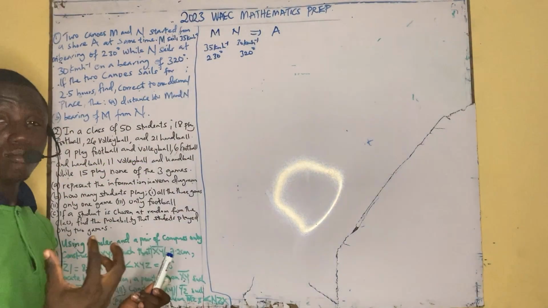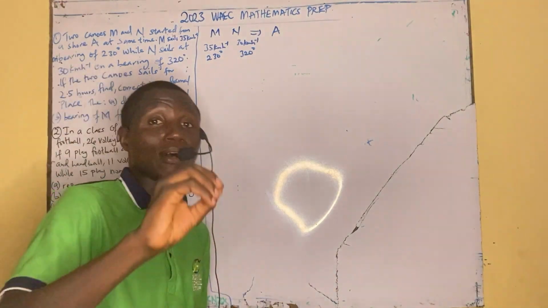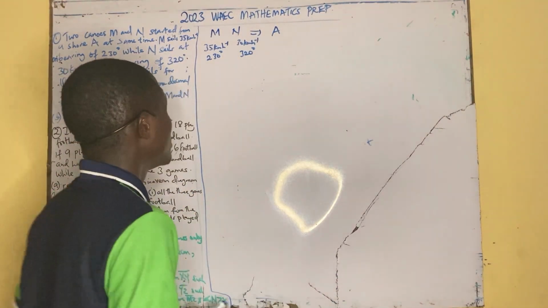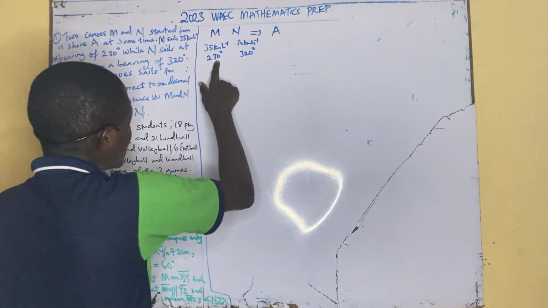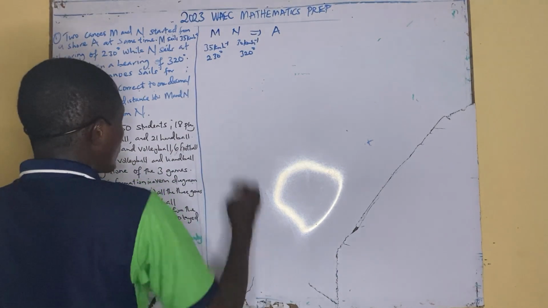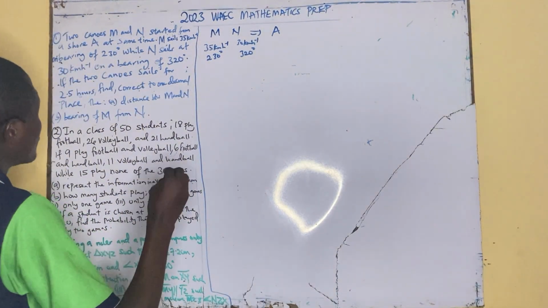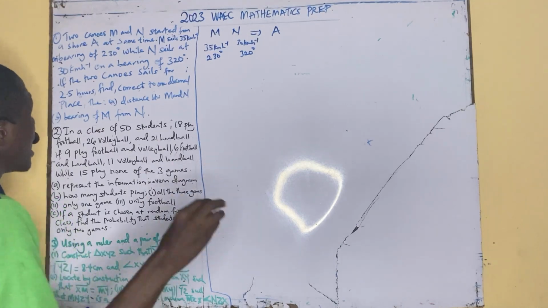Now they didn't give us the distance directly. They give us the speed because they know that we can get our distance from the speed. And we are given the direction, which is 230 degrees for M, and 320 degrees for N. So we are given the speed and the direction.